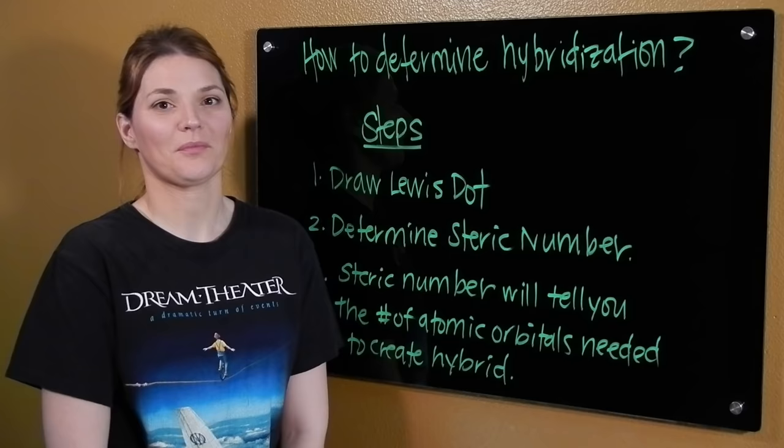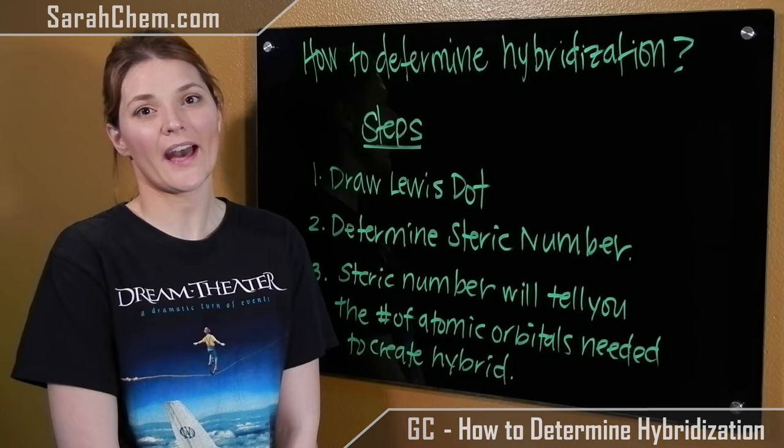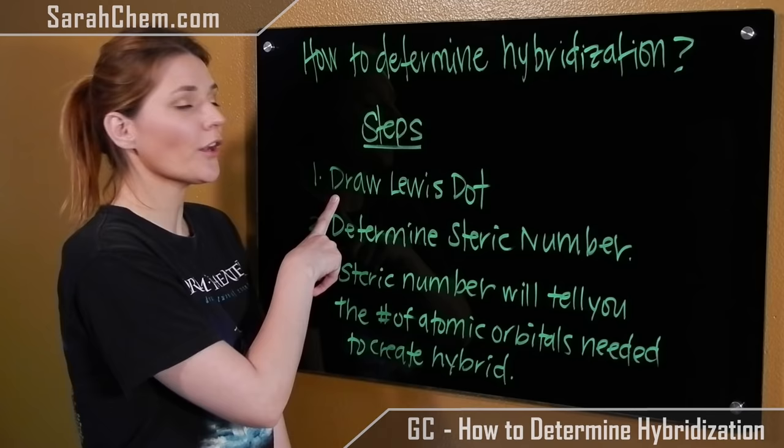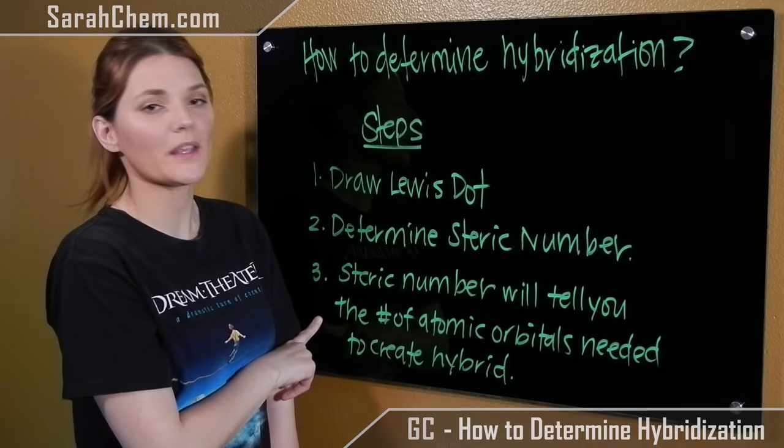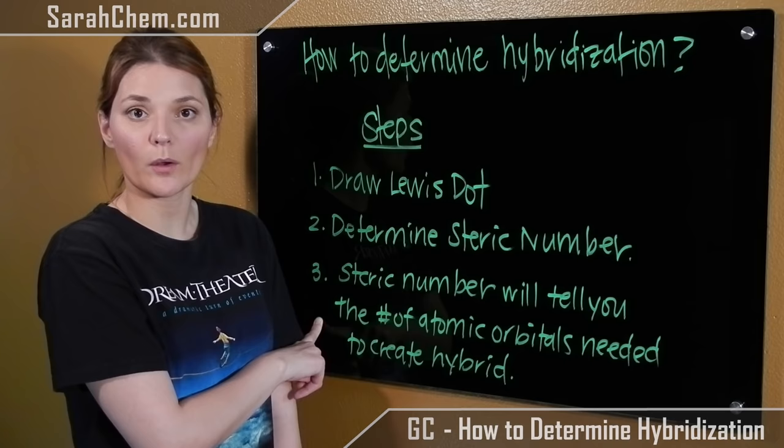This is a video tutorial on how to determine the hybridization of atoms in a molecule. There are a few steps that we're going to lay out. The first one is draw your Lewis dot structure. The second will be to determine the steric number. And the third one will be using that steric number to figure out how many atomic orbitals you need, because the number of atomic orbitals you need will then help you figure out which hybrid you're using.